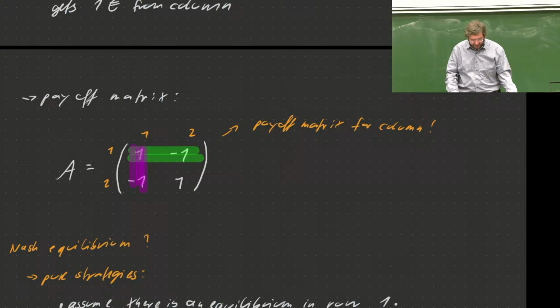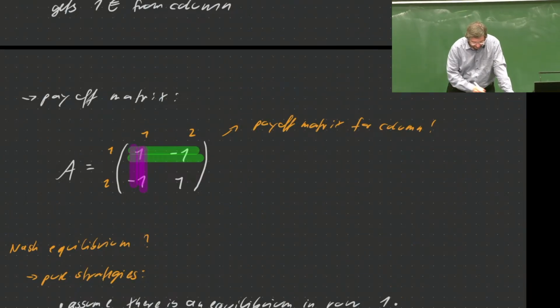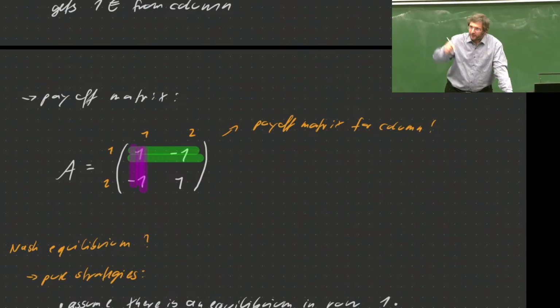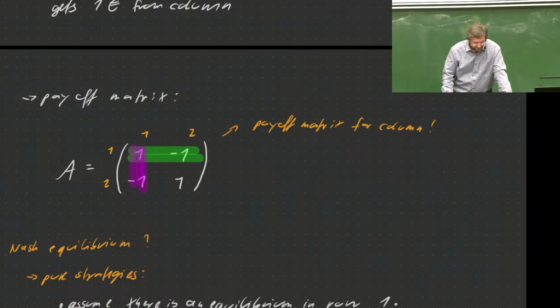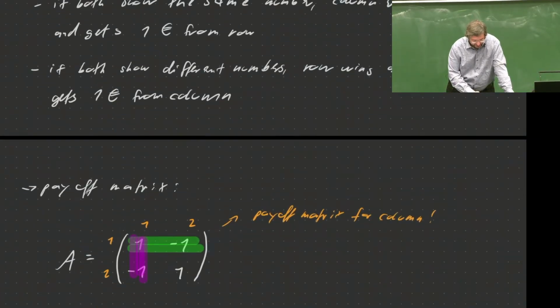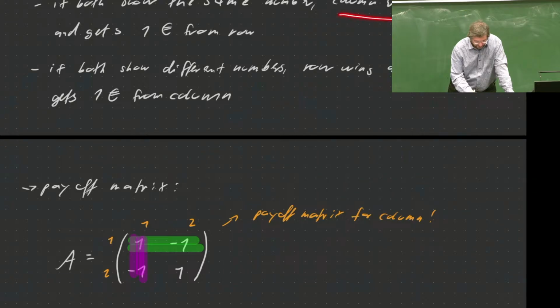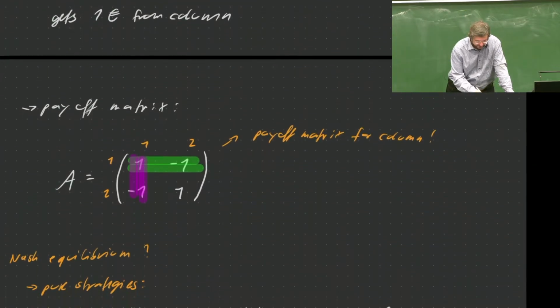So here's the payoff matrix for that game. Remember, we look at this from the point of view of the column player. And remember, the column player wins if both show the same number. So both show 1 or both show 2. So these are the two situations where column wins and gets a euro. These are the two situations where row wins, so column loses. So column pays a euro. So that means his payoff is -1.